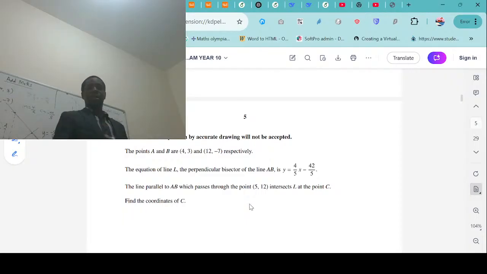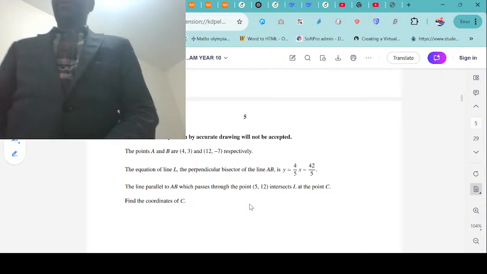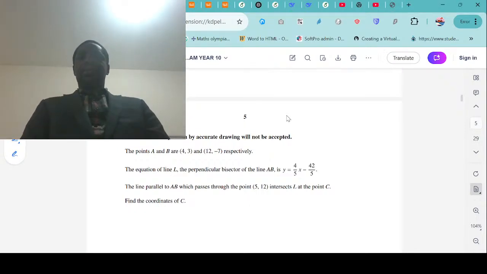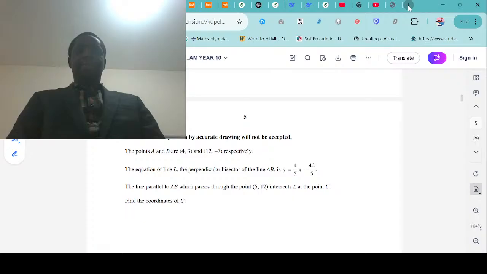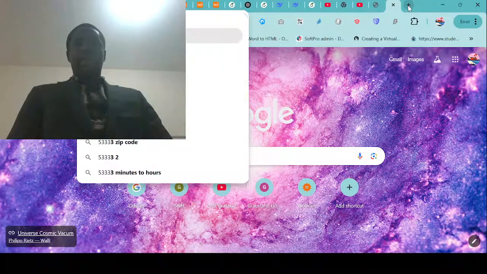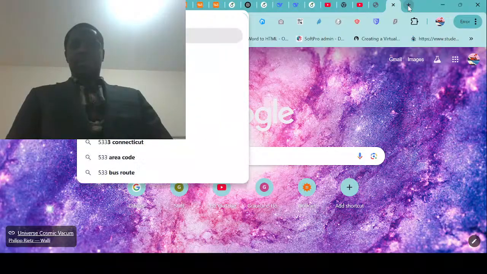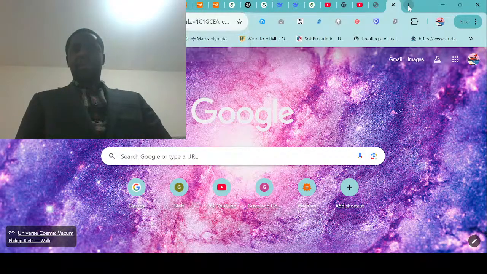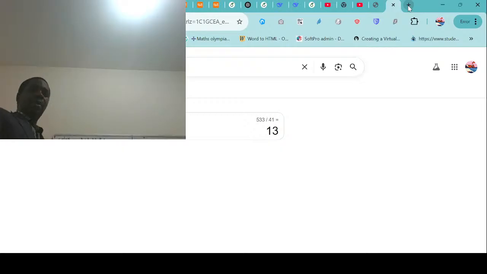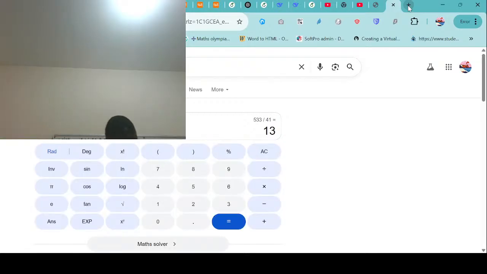Let's try and use the calculator and see if 41 divides that. So try and use the calculator: 533 divided by 41. So this is going to be exact. So x equals 13. But since these are coordinates, it's not just going to be x, you have to find the y.